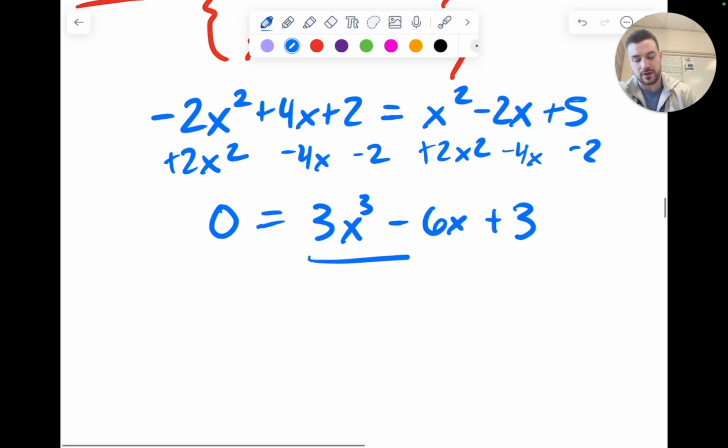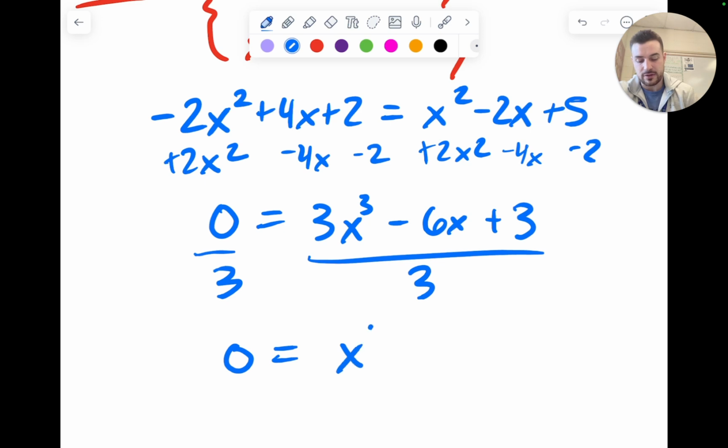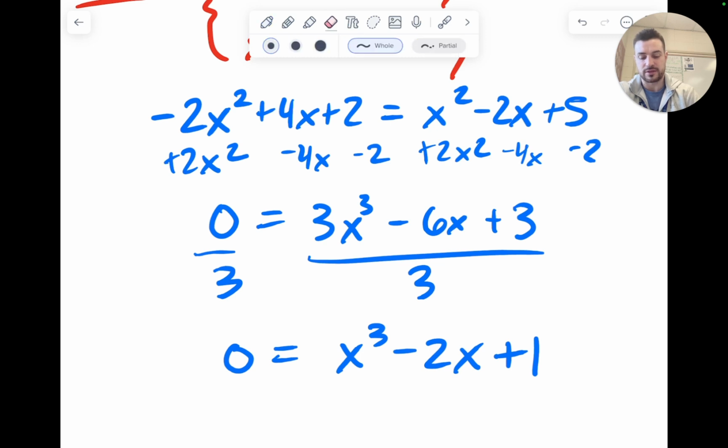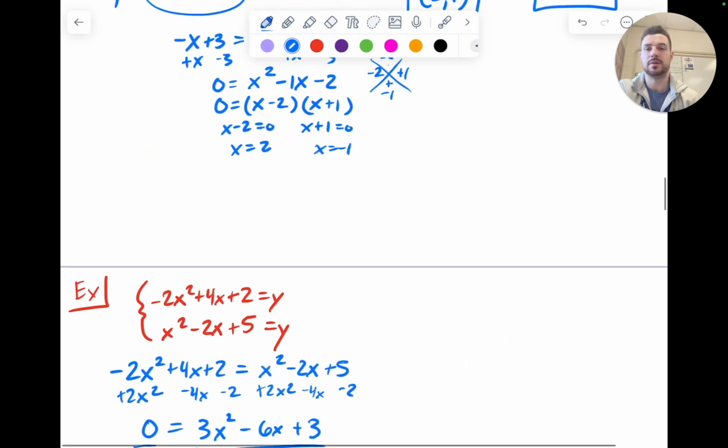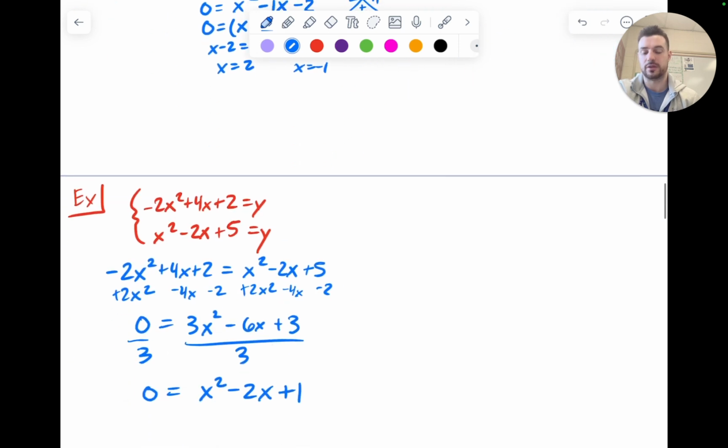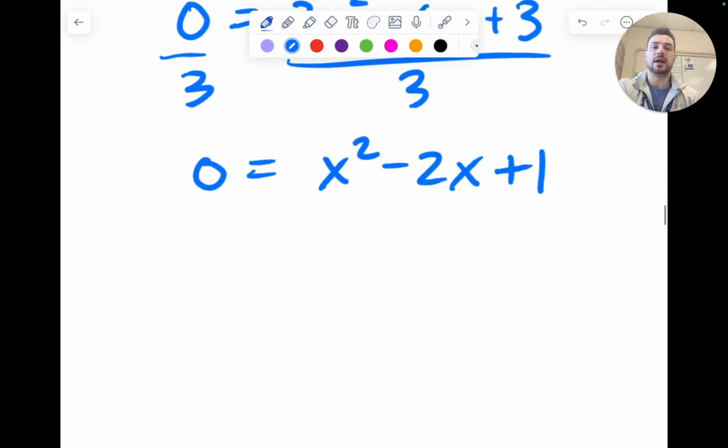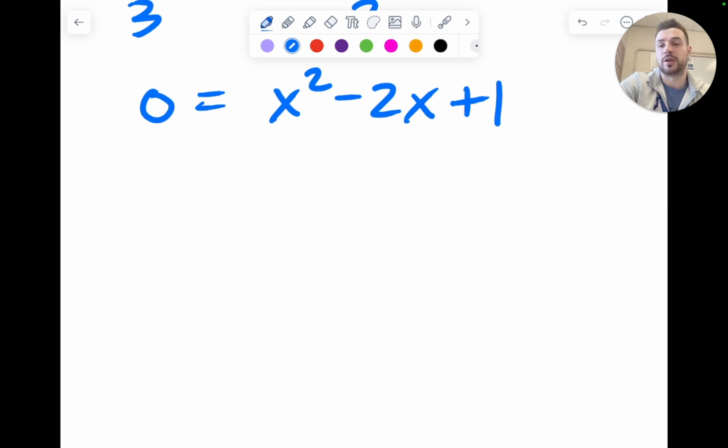I can divide out a GCF of 3 from both sides to get x squared minus 2x plus 1. Sorry, I said x to the third, but this should be x to the second. And now we can go ahead and solve this quadratic. Again, we can factor or use the quadratic formula. They're not always going to be factorable, but for the most part they will be.